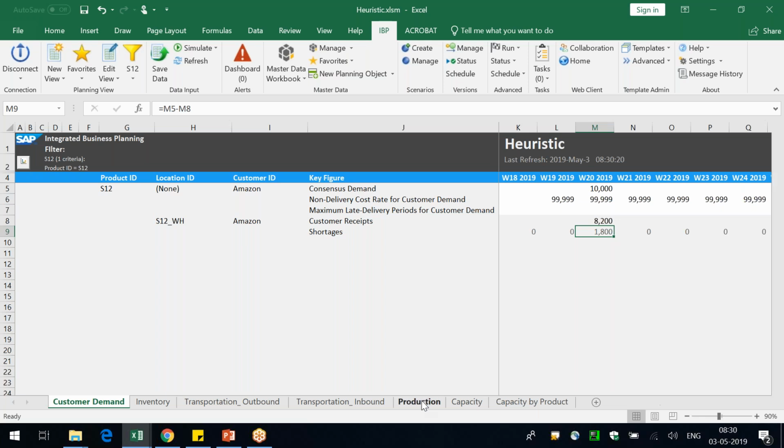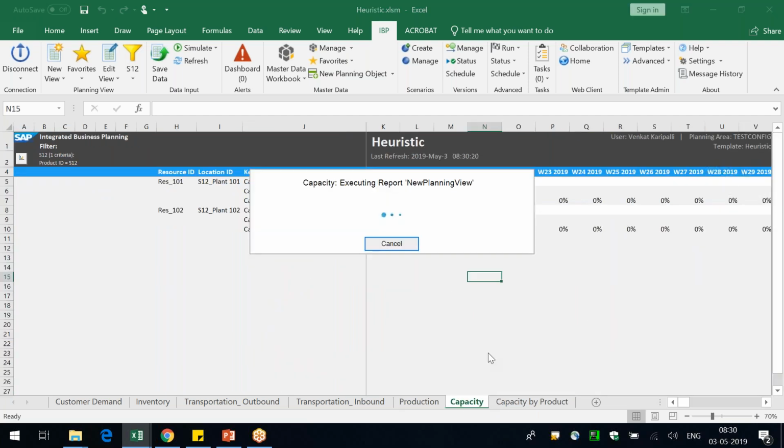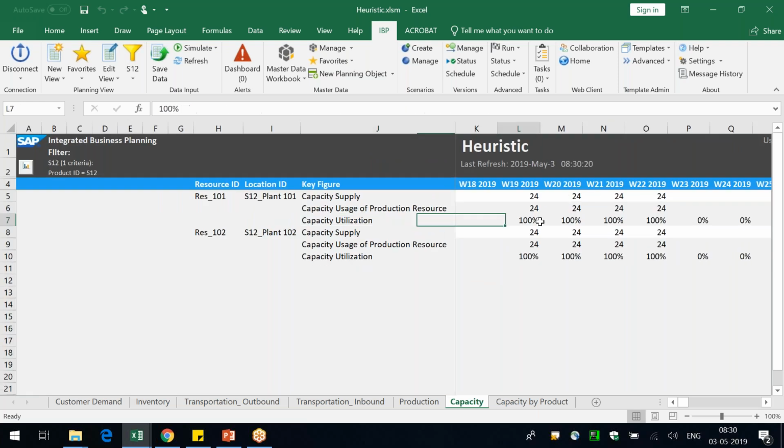Now let's see what's happening at our production locations. I think it is because of unavailability, so let's go to the capacity view here. See the capacity utilization key figure, it's all 100, 100, 100. In the capacity supply it is 24, meaning 24 hours is the available capacity on this resource called RES 101, which is extended to plant 101. The usage is 24 hours, so the entire 24 hours is being used. That's why utilization percentages are 100.